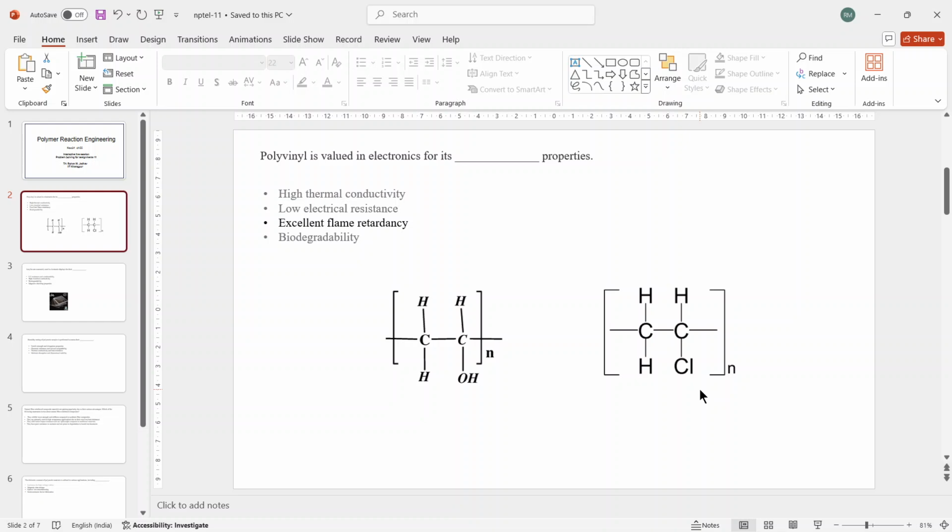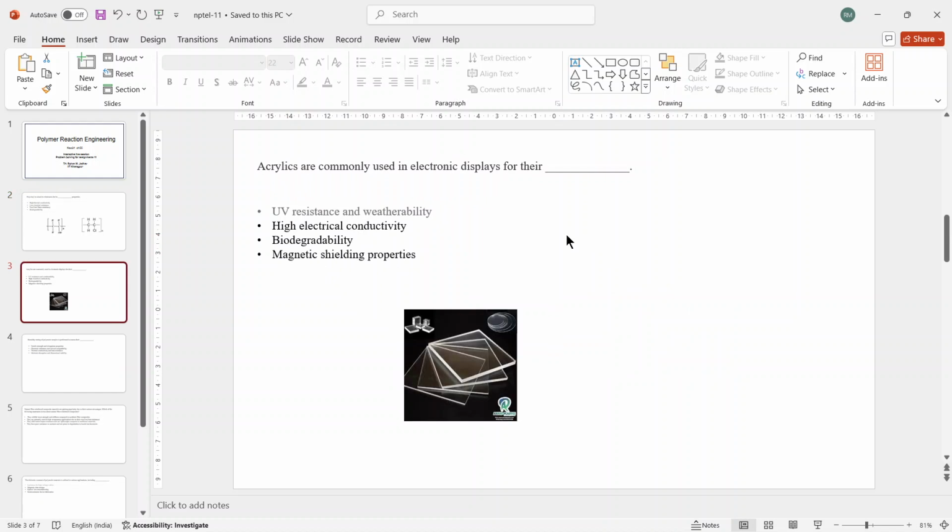Then biodegradability. Polyvinyl might be biodegradable, but it will take a lot of time, and the presence of chlorine and other groups makes it much tougher to biodegrade. So excellent flame retardancy is the property we are looking for when using polyvinyl in the electronics industry. Next, we have: acrylics are commonly used in electronic displays for which property?